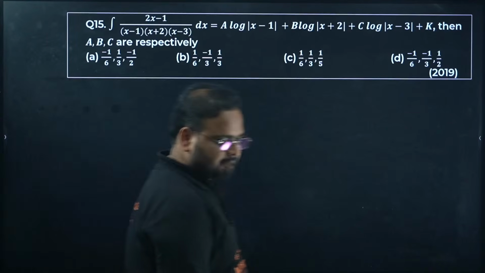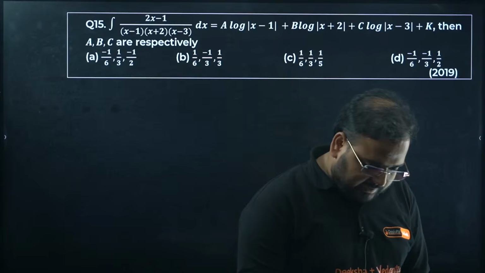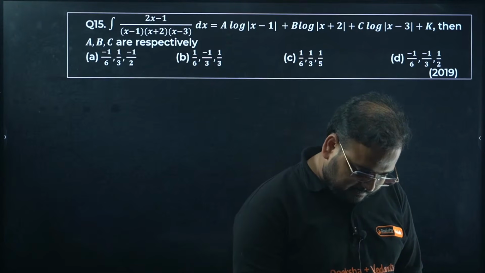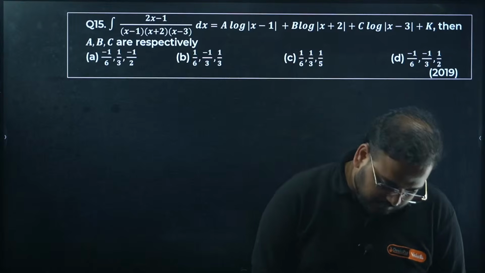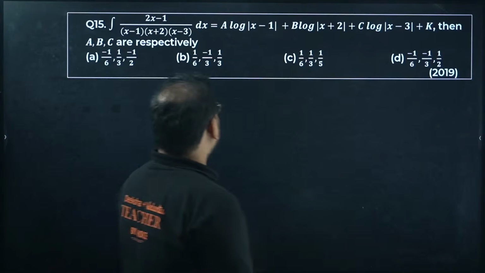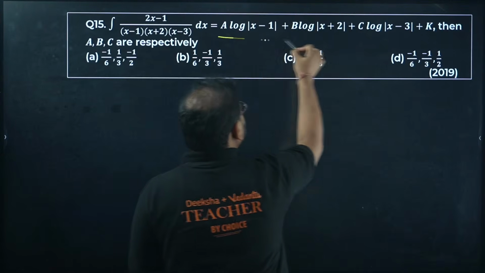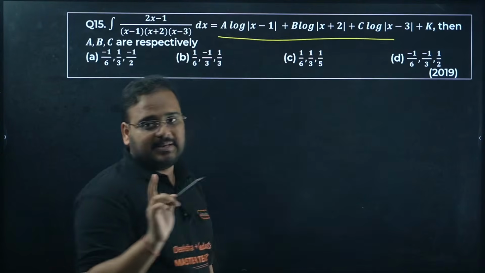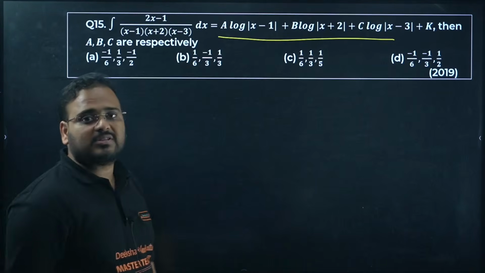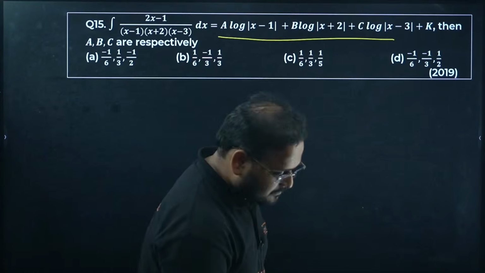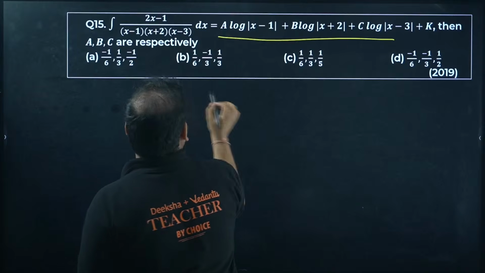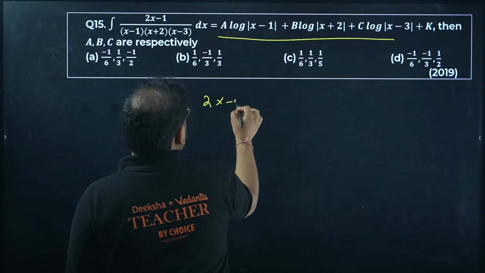Question number 15. Guys, start answering the question. We have 2x minus 1, x minus 1, x plus 2, x minus 3 given. It means we have to find the values of a, b, c. That's what they're asking us. How do you solve this question? By using partial fractions. It means I'm going to start taking this like over here.